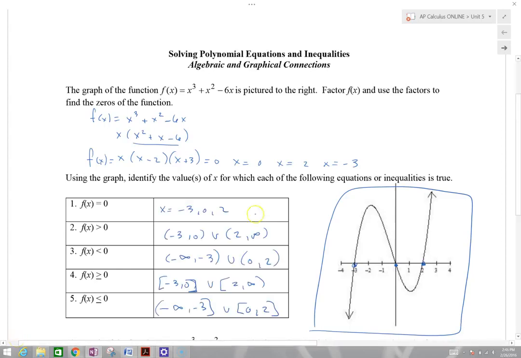Alright, as you can see, I had already given you those because we could tell from how we factored it, and also from the graph. The places where it's greater than 0 are from -3, not including it, all the way to 0, not including it, and then also from +2 to positive infinity. And then everywhere else is less than 0: -infinity to -3, and 0 to 2. And notice how number 4 and number 5 are different than 2 and 3 because we are greater than or equal to 0. So it includes those 3 points where it's actually equal to 0.